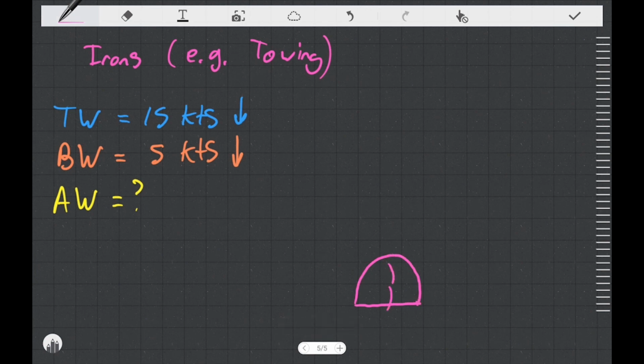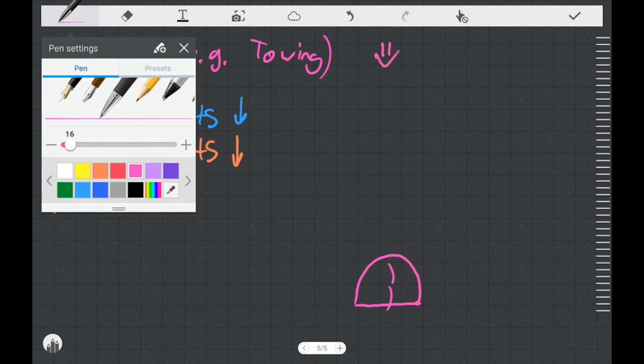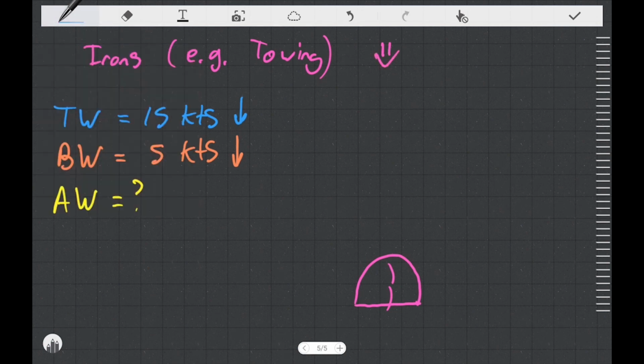It's a short boat today. We've got our wind coming from the top of the page, like always. We're going to draw our 15 knot, so that's 5, 10, 15 true wind vector. I'm going to switch to orange and we'll draw our 5 knot boat wind vector, so that's 5 right there.